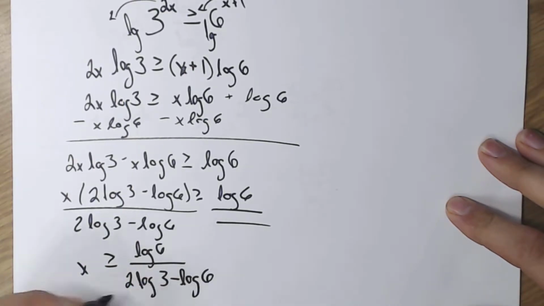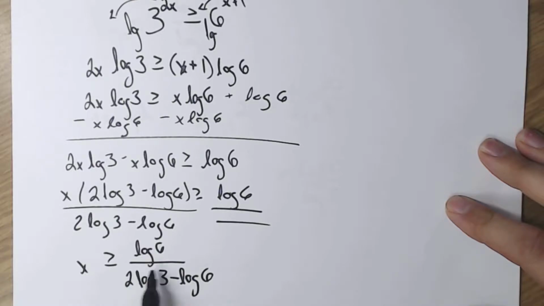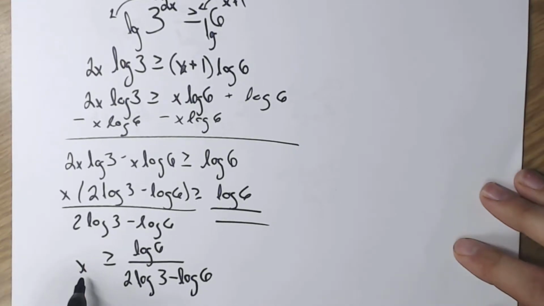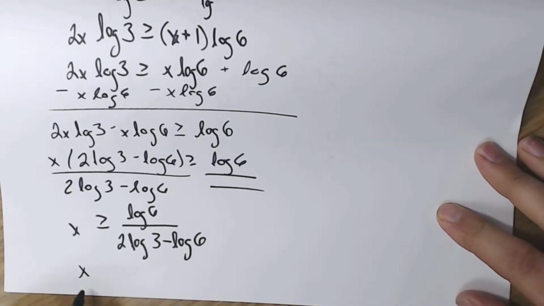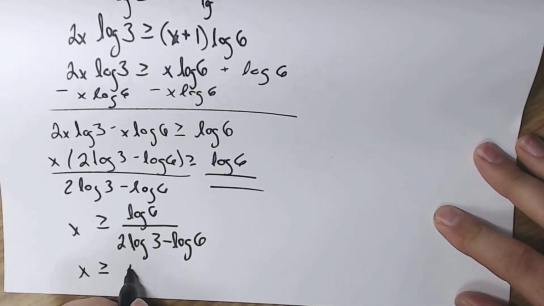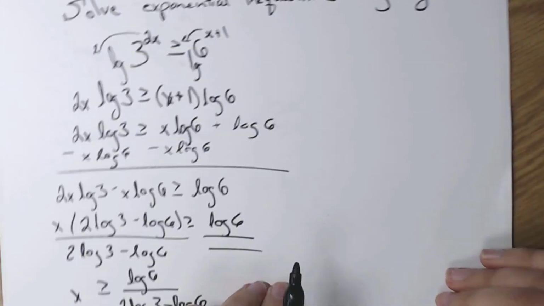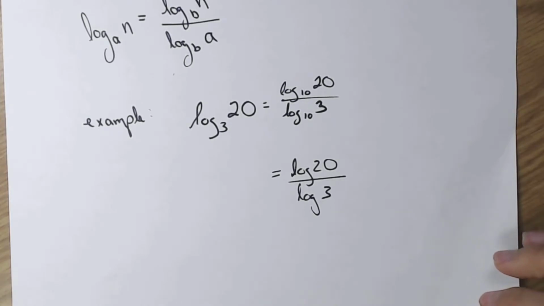Keep in mind, if we divide by a negative with an inequality, we have to flip this sign. I'll tell you right now that this is positive, so we don't have to worry about that. But we type all of this into our calculator, and we get that x must be greater than or equal to about 4.419.